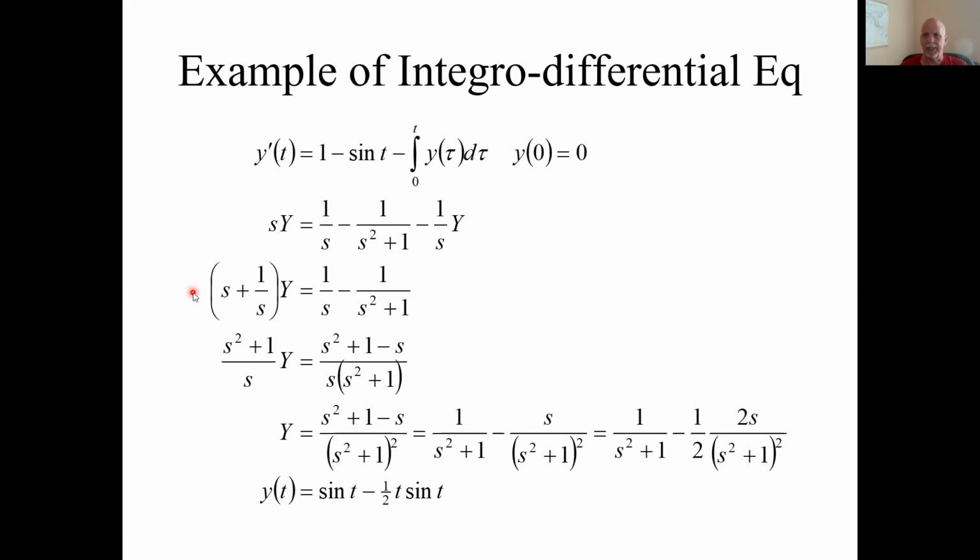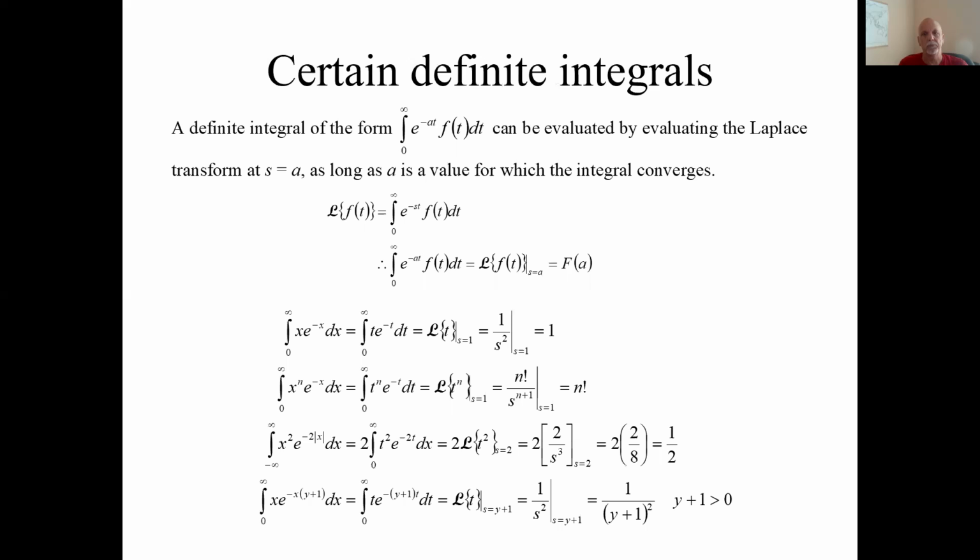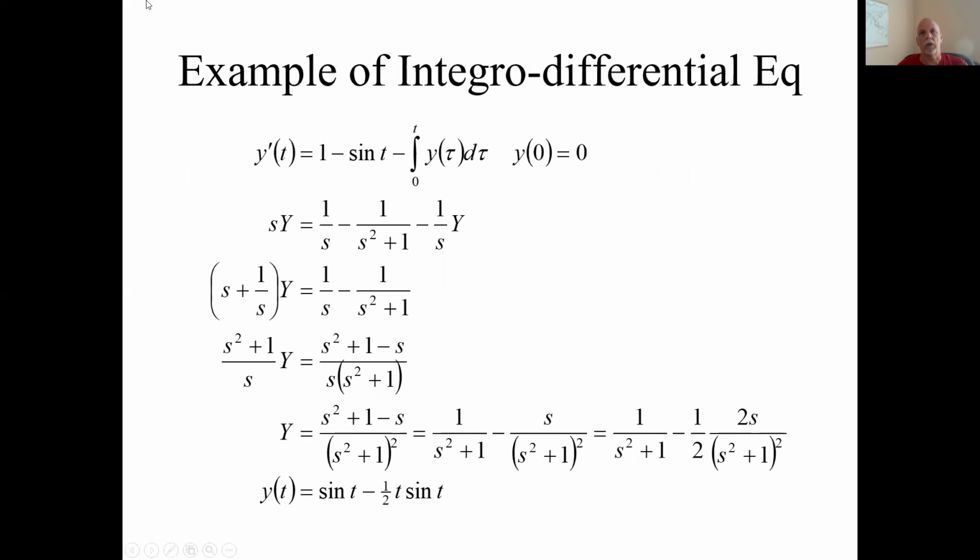Algebraically simplify to find Y in terms of s. We'll go through that algebra. So Y equals this mess over here. These things are in the table. Here's the solution to this integro-differential equation. We're using the same method. Now we have a new property for convolutions and integrals. All right. One more lesson on Laplace transforms.